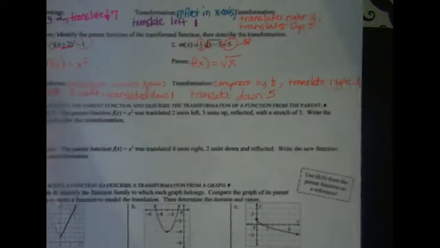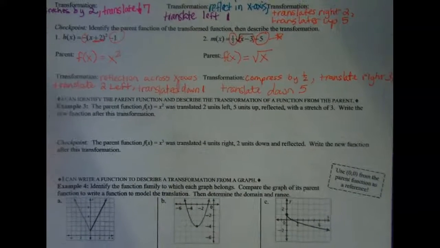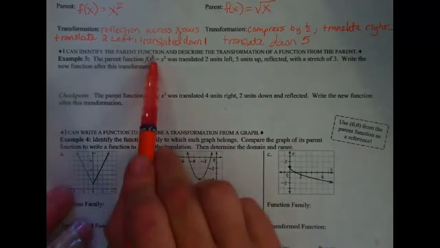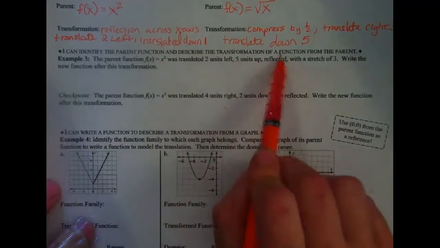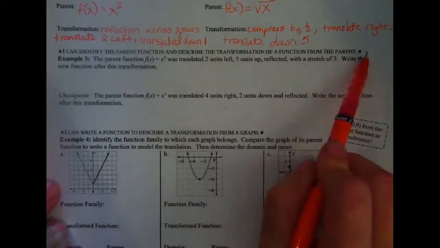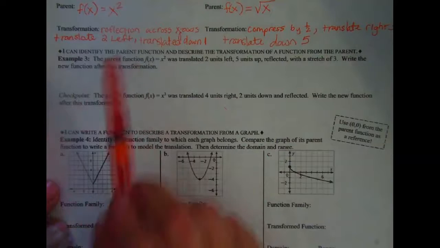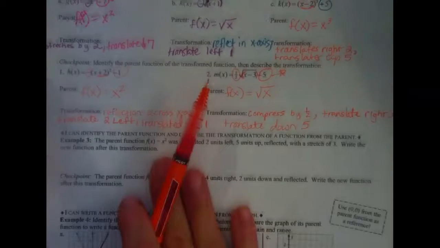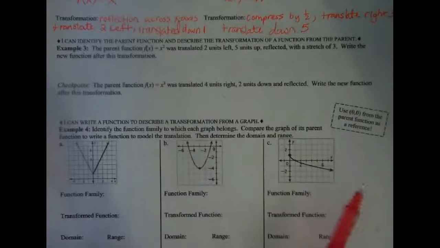So hopefully yours matched up with mine, even if they're in a different order. If not, maybe print yourself another blank sheet, look at the examples again, and give it a try. All right, so now we're moving on to the next example, example 3. I can identify the parent function and describe the transformation of a function from the parent. So this is when it's in written form. We're just going to be given it, so it's a little bit different than up here doing the work. This is just a sentence.